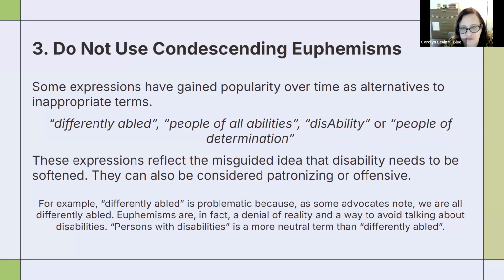abled. Euphemisms a lot of times will come off as a denial of reality and a way to avoid talking about disabilities. Persons with disabilities is a more neutral term than differently abled.